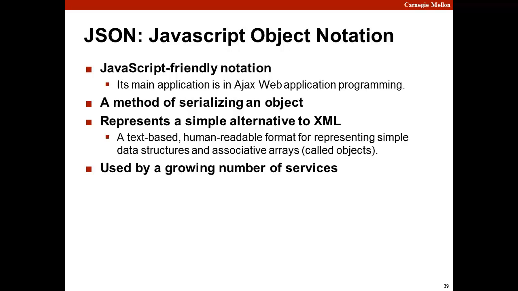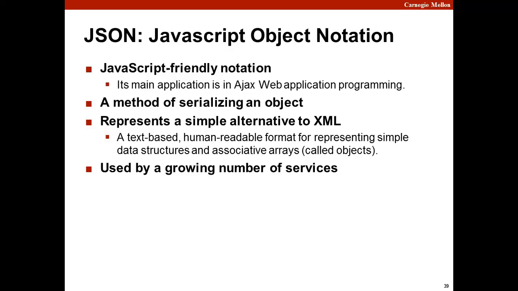JSON, JavaScript Object Notation. JSON is a way of encapsulating things to send them. Its main application is AJAX web programming. I mean, that was once true. Now JSON is just a great notation to wrap up simple data structures, to send things. It represents a simple alternative to XML.